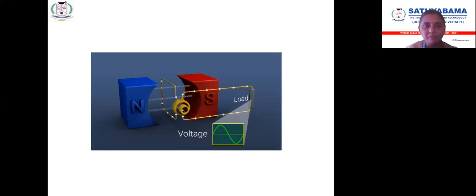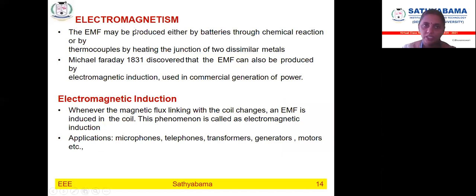Okay, so we will be dealing with this electromagnetism and different types of electromagnetism, and we will be having small problems. All these problems will be direct substitution problems. Clear? Now, I told you what is electromagnetism. The EMF may be produced either by batteries through chemical reaction, or by thermocouples, by heating the junction of two dissimilar metals. After that, Michael Faraday discovered that the EMF can also be produced by electromagnetic induction.